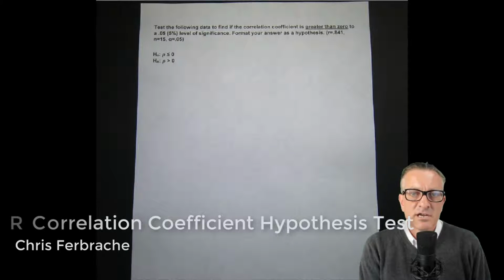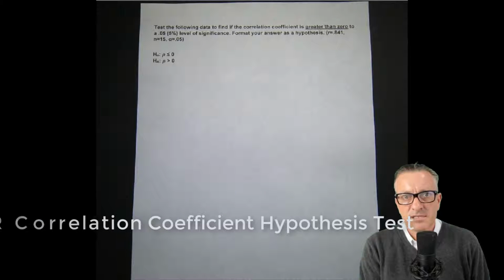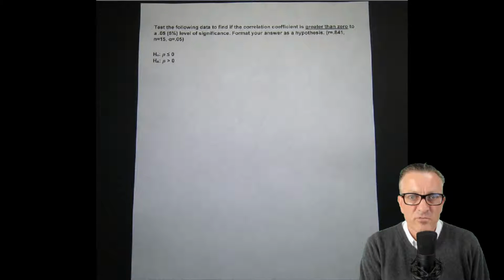Hi, this is Chrisferb, and I'm going to review how to do an R correlation coefficient hypothesis test, and we'll end up using a t-distribution type of formula.